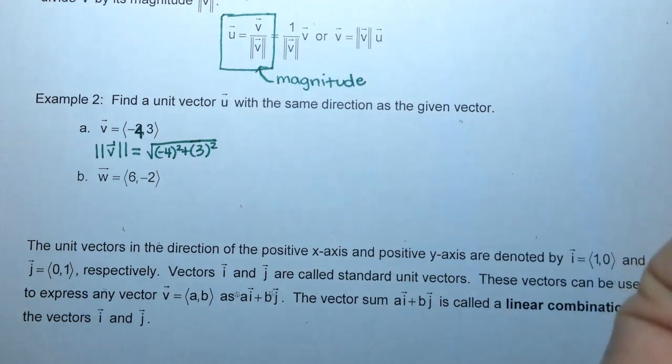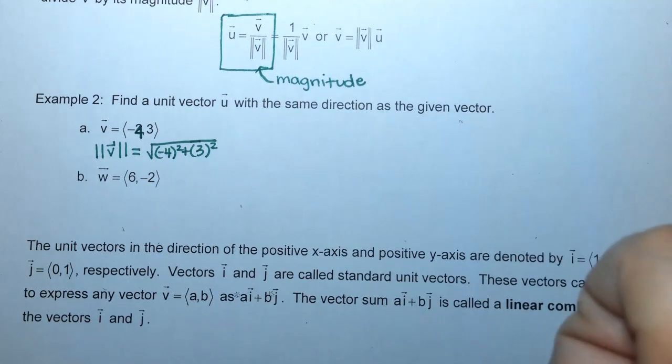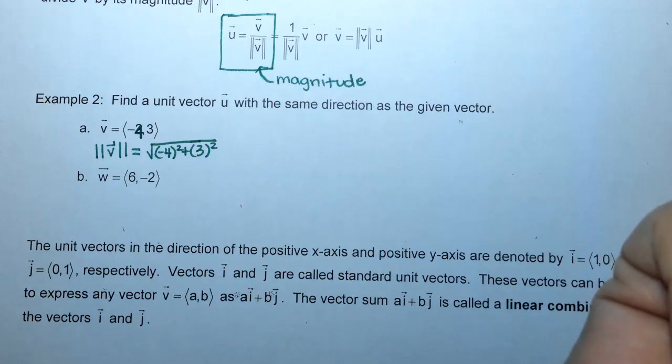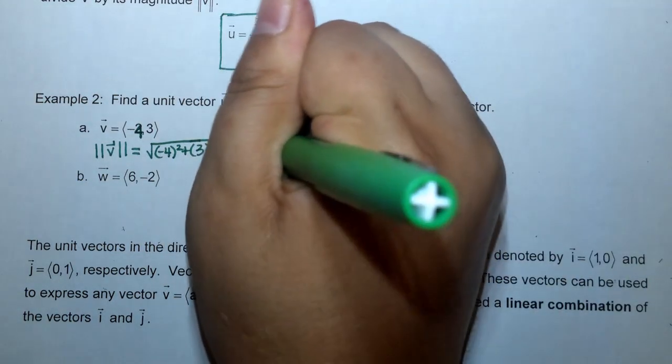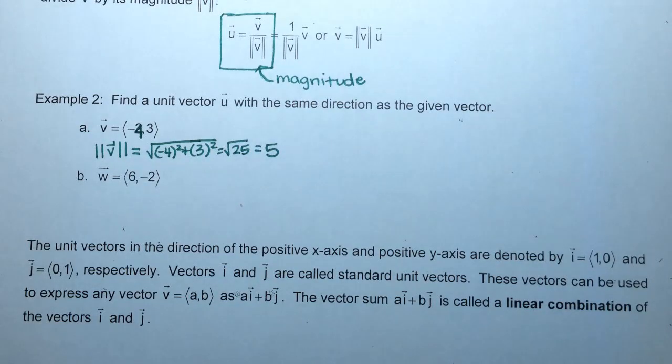And what is -4 squared plus -3 squared? 25. And what is the square root of 25? So my magnitude is 5. Write it down, please.